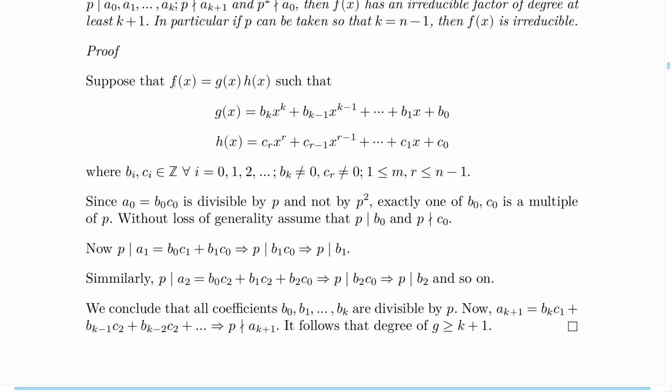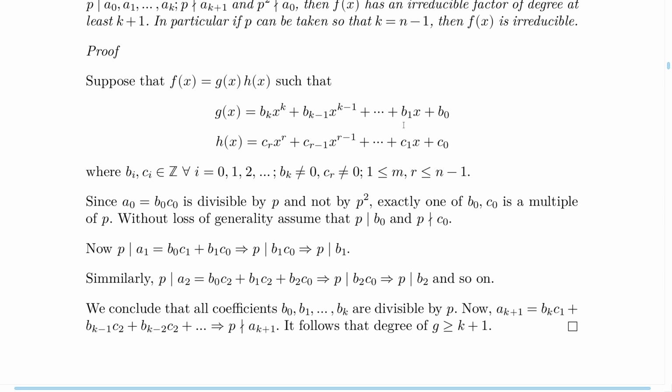Now, what we do is we split this polynomial into two polynomials, g(x) and h(x). We write g(x) as b_k x to the power k plus b_(k-1) up to b_1 x plus b_0, and similarly for h, our coefficients are c_(r-1), and so on. Now, these coefficients b_i and c_i will be in the set of complex numbers. The set of integers is basically a subset of the set of complex numbers. Not the same, the vice versa is not true though. So we have i equal to 0, 1, 2, and so on. b_k is not equal to 0, c_r is not equal to 0, otherwise the degree of polynomials will be messed up. And we have 1 less than or equal to m, r is less than or equal to n minus 1.